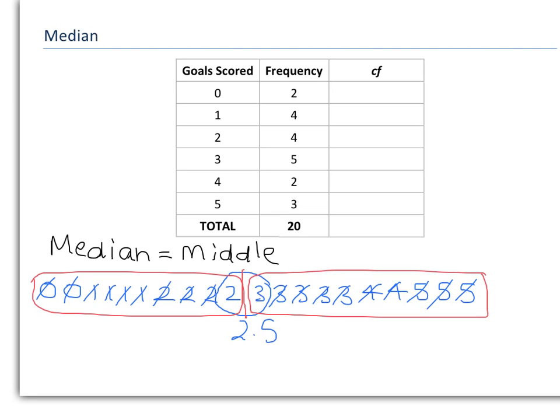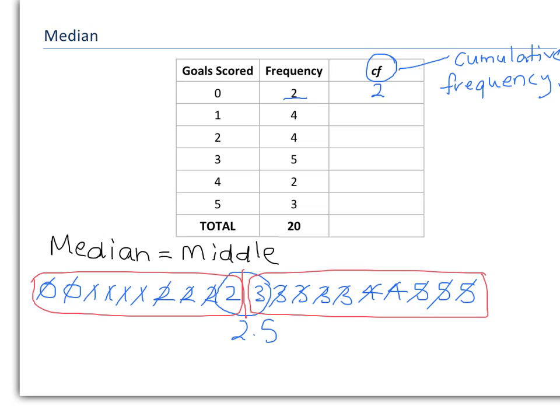You can see that I've added a new column to my table called CF, and this stands for cumulative frequency. The word cumulative means to continually add. So this column will show us how many scores we've collected at each row in our table. Now here are the first two scores that we collected. They were both zeros. So currently we have 2 scores.